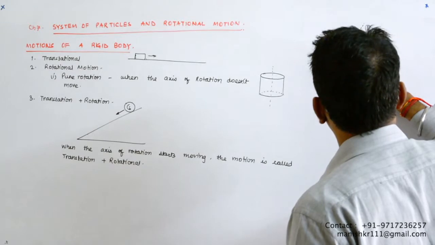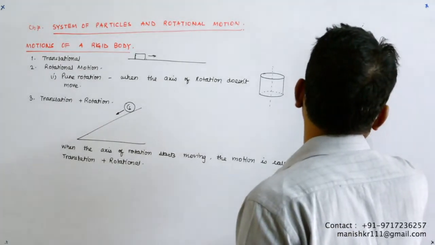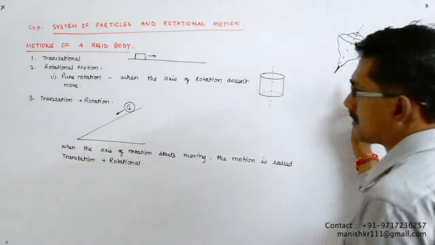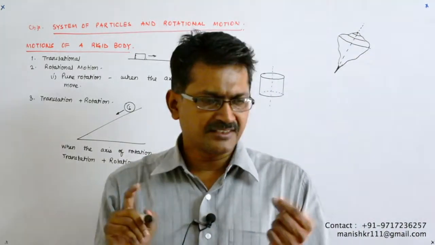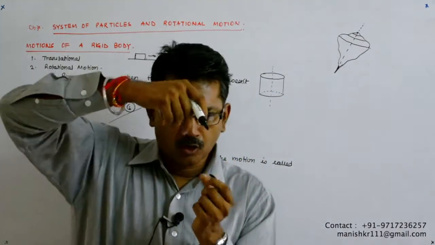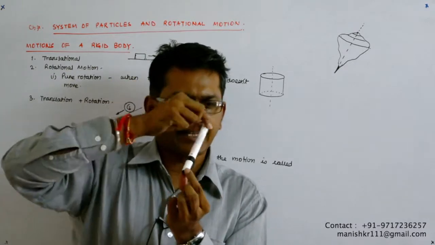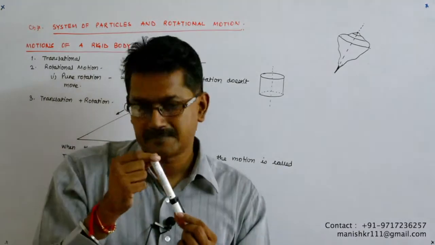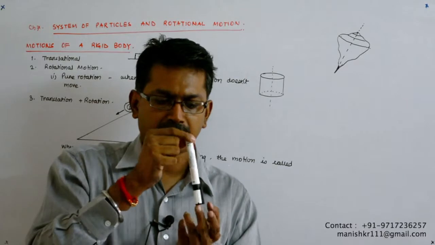You must have played with the top, no? Say something like this and this and this. And what happens? The tip is steady at a point, and the whole top starts going like that. That is more prominent when it is going to stop. It starts moving like this, and this will remain fixed.